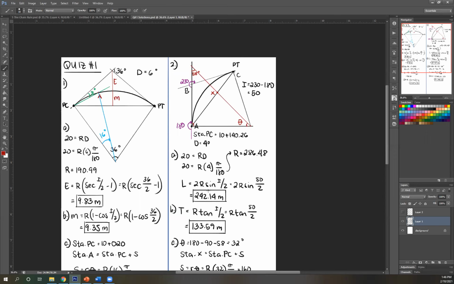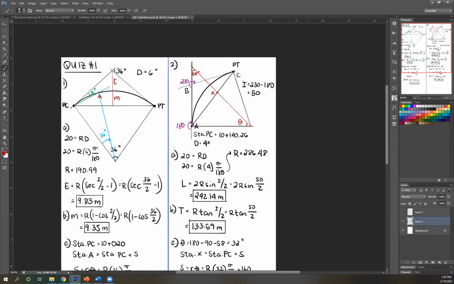I is easy to solve. If you remember, I is just this angle right here. So looking at my drawing, I know this is 180. I know this is 230. So if I get the difference of 230 and 180, I get this angle. That's why here I is just 230 minus 180, so therefore 50. Okay, so now I know I.